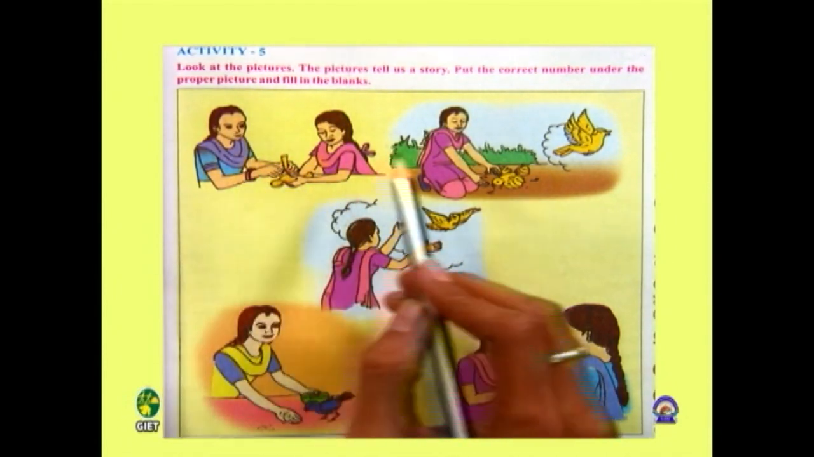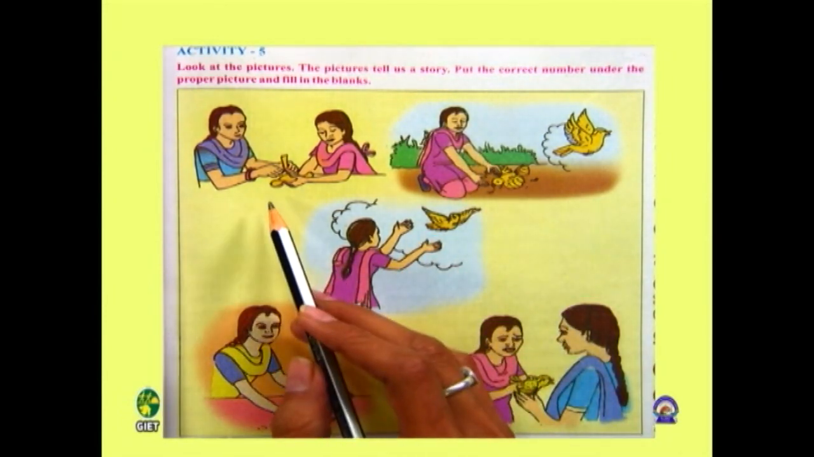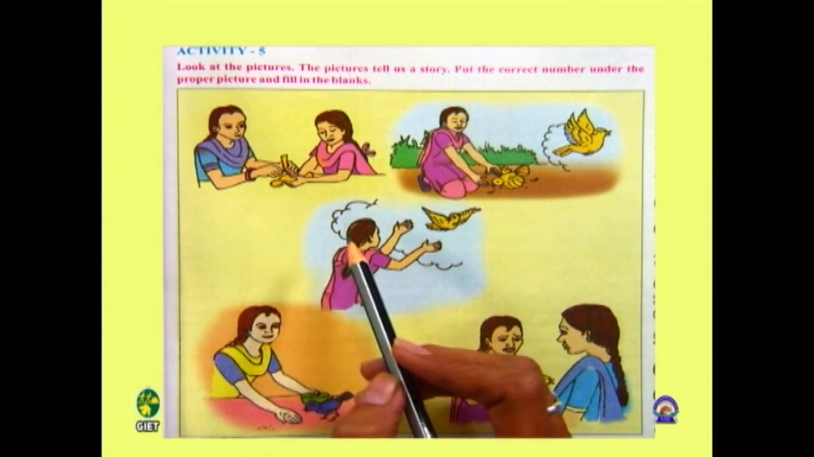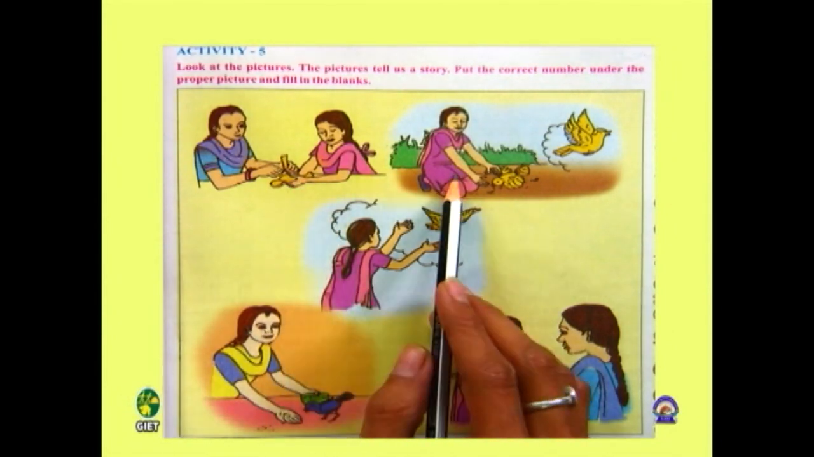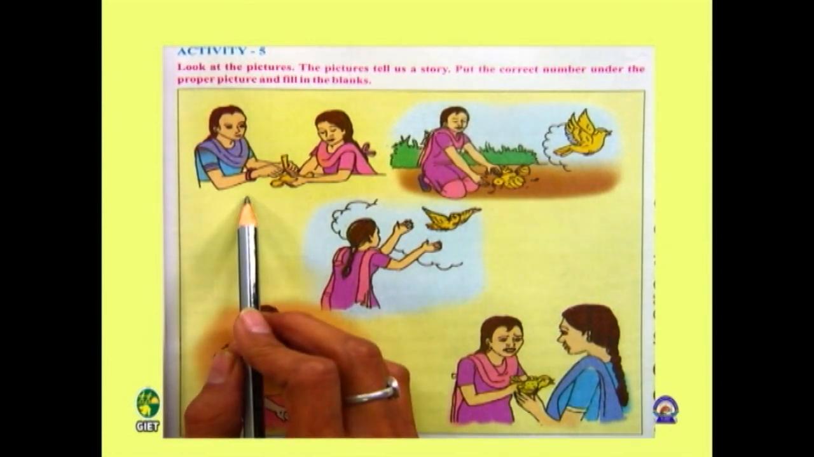Friends, here you can see 5 pictures and these pictures indicate a story. Each picture indicates a story. Now think about the pictures and arrange these pictures in proper order. Let's see each picture one by one. Let's see the first picture.